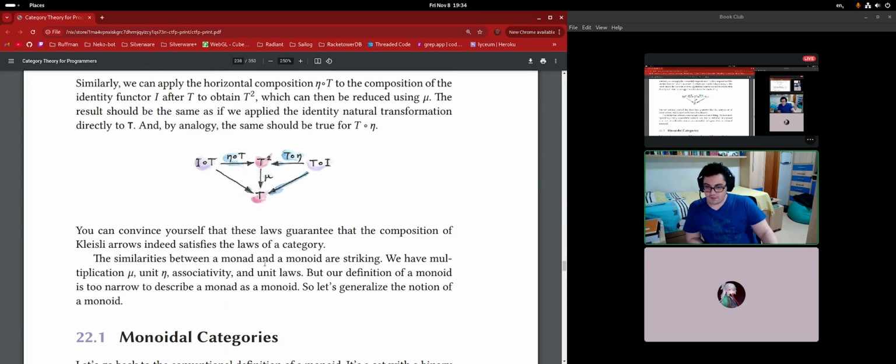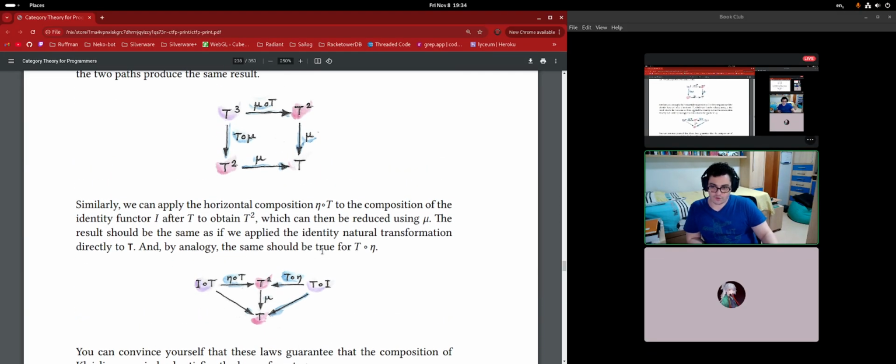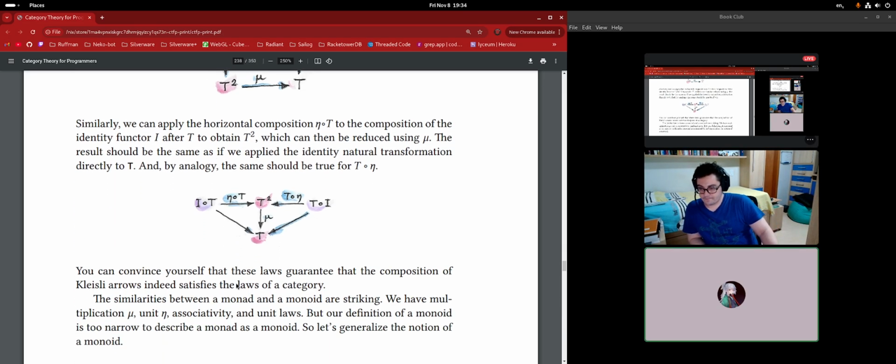The similarities between a monad and a monoid are striking. You have multiplication mu, unit eta, associativity and unit laws, but our definition of monoid is too narrow to describe a monad as a monoid. Okay, so let's go back and try to explain why they are so similar. Where are the similarities? Eta is basically working as the mempty, right? As far as I can tell. Yeah, unit. Basically, yeah.